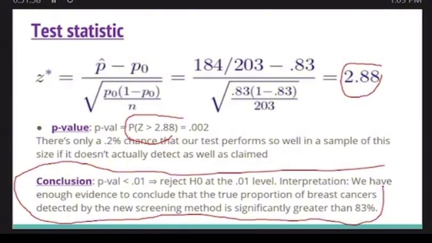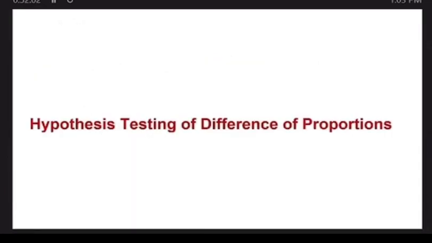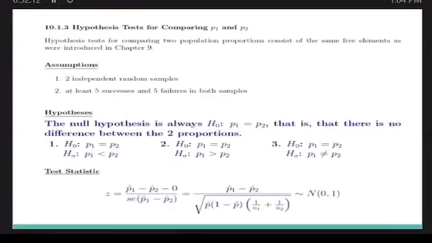Okay, now I want to move on. We've considered just one population before. We now want to consider two populations. Based on that, we're going to talk about the difference of proportions. Take a look at this. We may also want to test hypotheses comparing proportions.